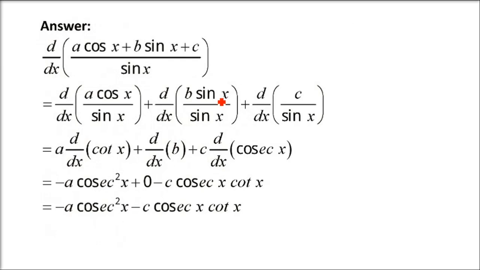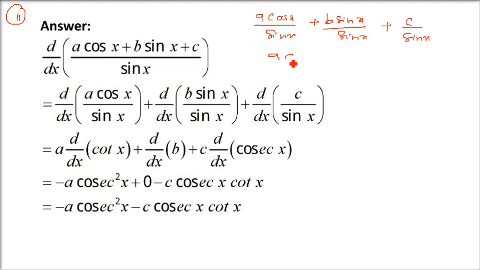Now this is question number 11. There are 26 questions in all, as I suggested earlier. So we have (a cos x plus b sin x plus c) by sin x. Denominator takes sin x for everything: a cos x by sin x, b sin x by sin x, plus c by sin x. So a cot x, cos x by sin x is cot x. b sin x and sin x cancel, b. Plus c, sin x goes up, it's cosec x.